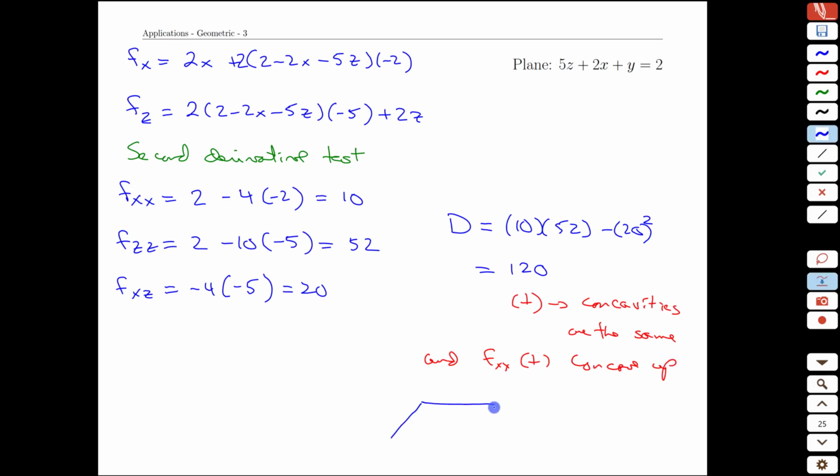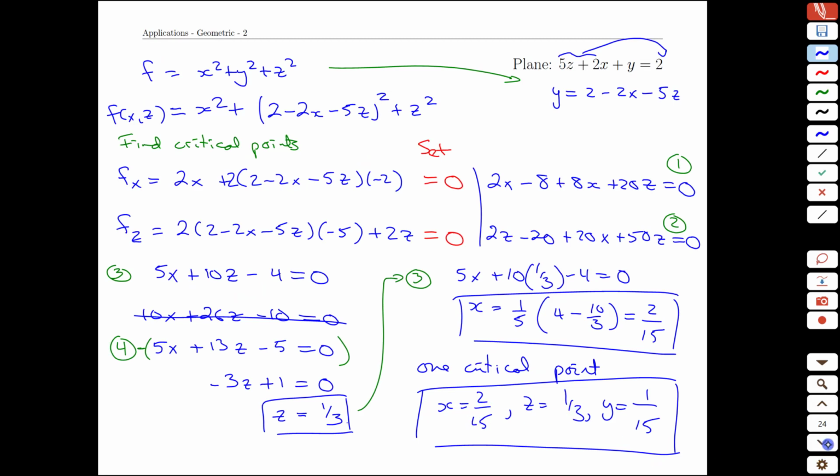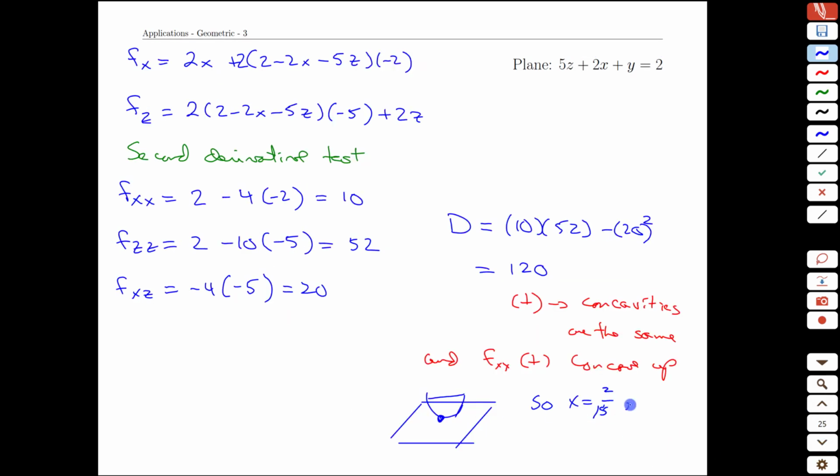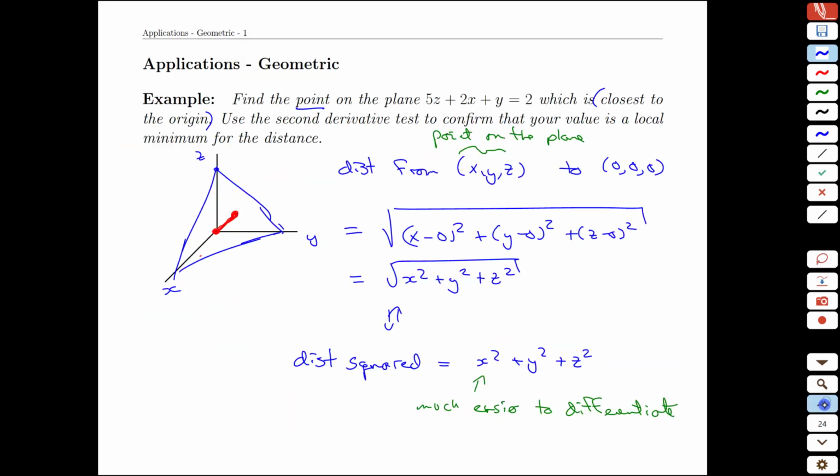So the scenario we're looking at here for our function is that we have a critical point, tangent plane flat, but it's concave up around there. So what we found, which was x equals, last page, 2/15, 1/3, and 1/15. We'll put them in the order we usually put our coordinates in. And we have that this is a local minimum for the distance. The point we found is in fact closest to the origin, which is what we expected given the diagram we drew initially.